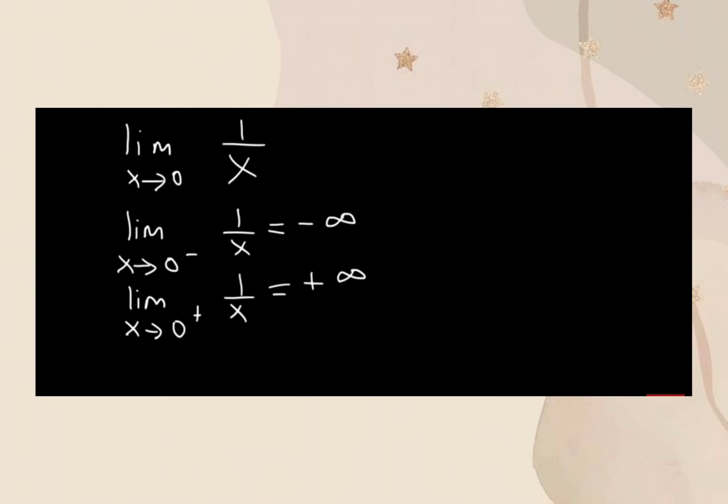Now let's finish this question. Since these two limits from each side do not match, therefore the limit as x approaches 0 for 1 over x does not exist.